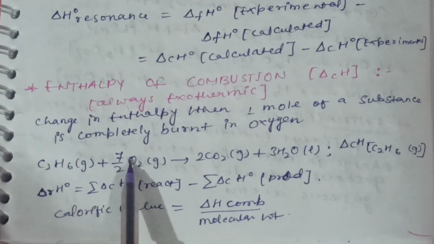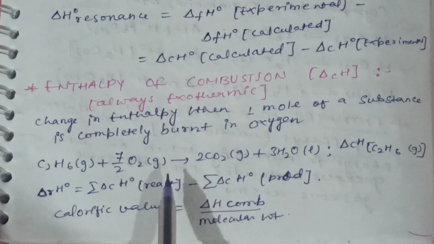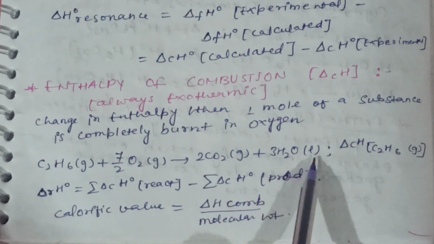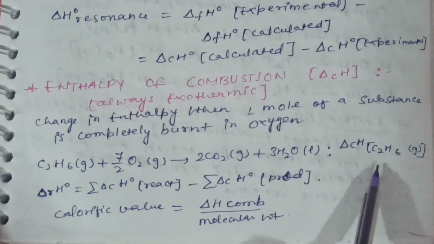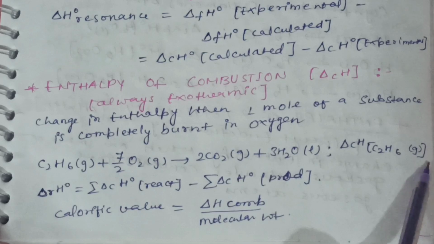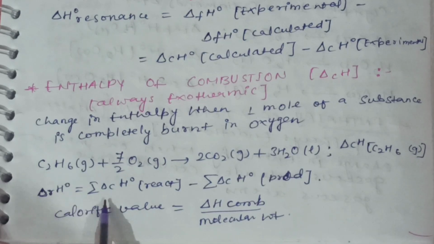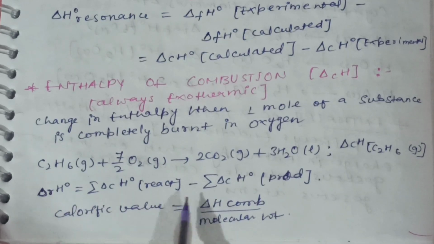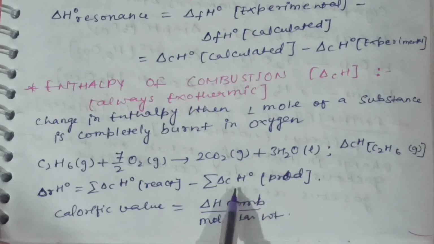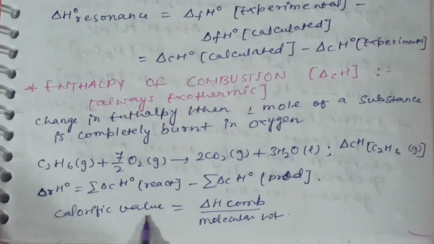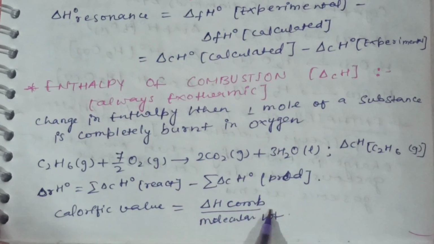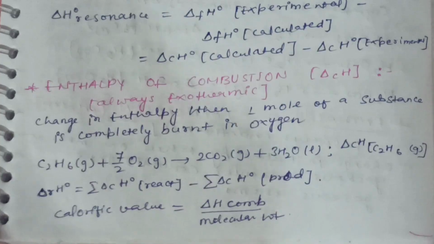C2H6(g) plus 7/2 O2(g) combine to form 2 CO2(g) plus 3 H2O(l), ΔcH of C2H6(g). ΔrH° is equal to the summation of ΔcH° of reactants minus the summation of ΔcH° of products. Calorific value is equal to ΔH combustion upon molecular weight.